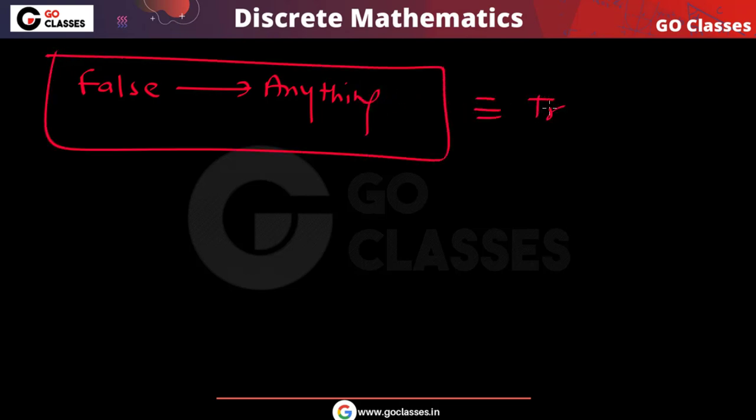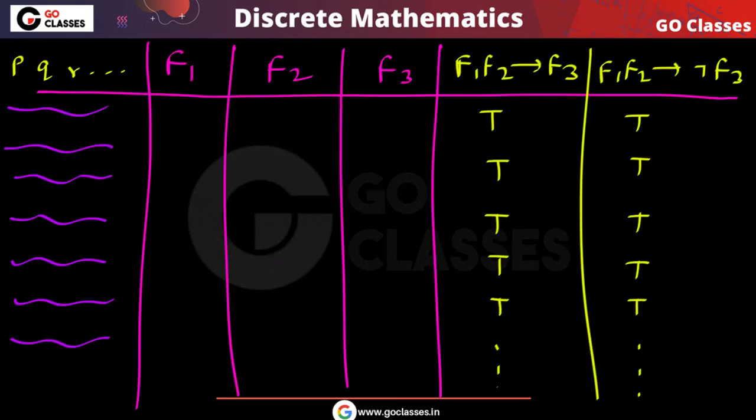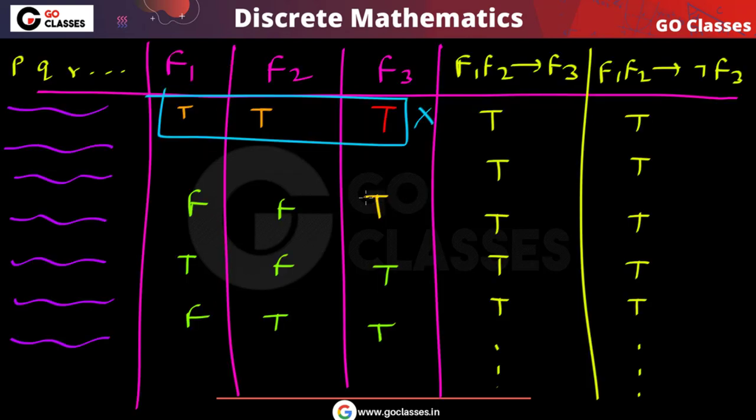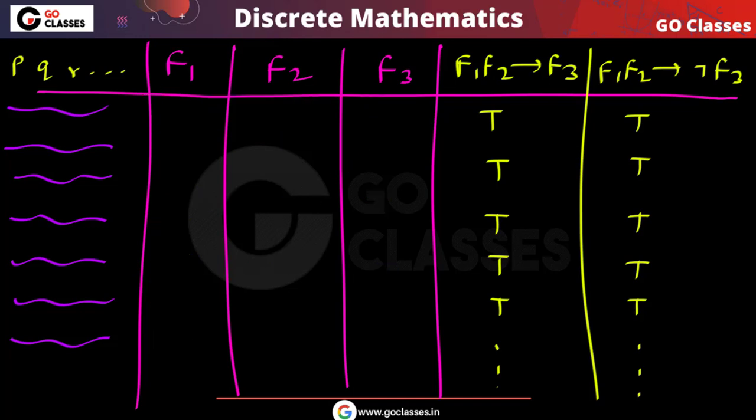This is basically true. False implies anything is true. So I can say that if f3 is true, then these are the possibilities. Now if f3 is false, then what will happen? If f3 is false, again they cannot be true. Is it possible that they can be true?